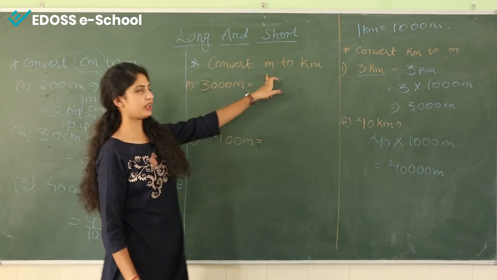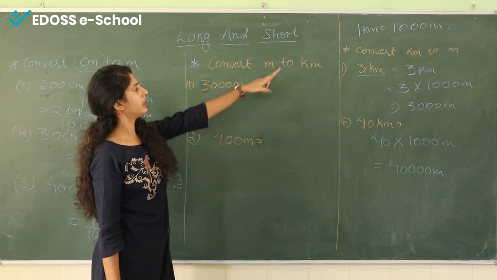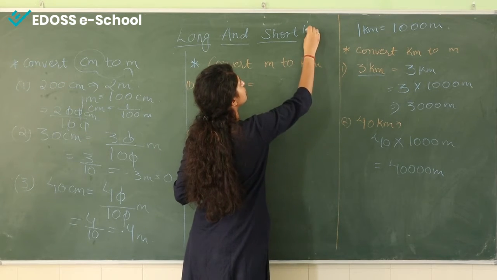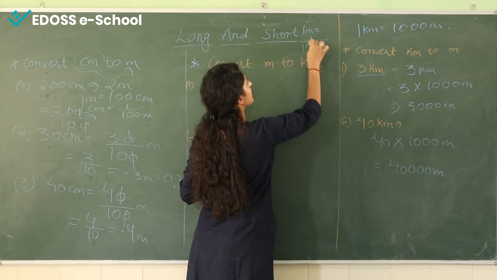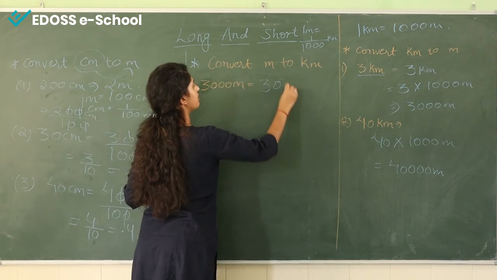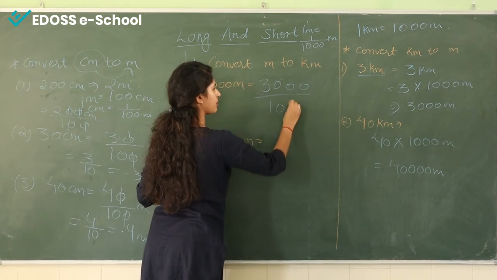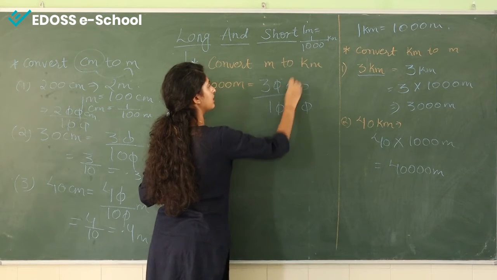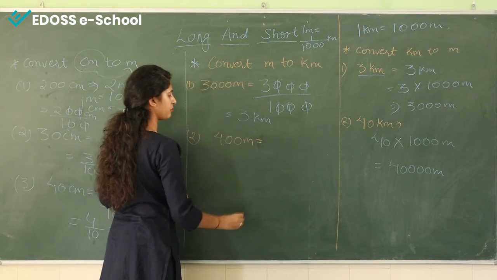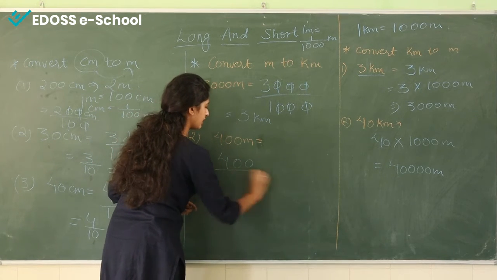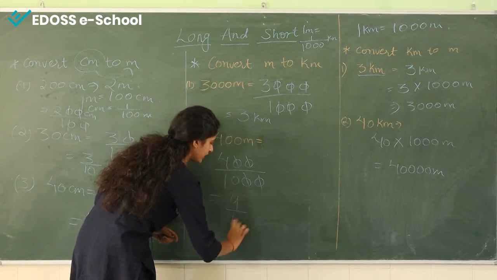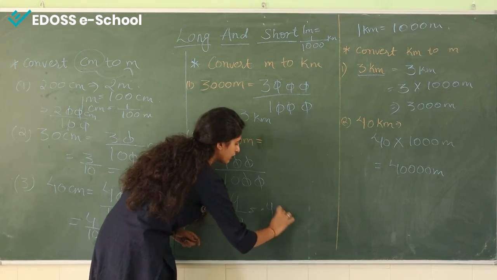Next we'll convert meter to kilometer. Here we have to divide it by 1000, because 1 kilometer is equal to 1000 meters. So 1 meter is equal to 1 upon 1000 kilometers. Here 3000 meters, we have to convert it into kilometers. So we'll divide it by 1000. 3 zeros cancelled. So the answer is 3 kilometer. The next is 400 meters. So we'll divide it by 1000. So we'll cancel 2 zeros. 4 upon 10, that is 0.4 kilometers.